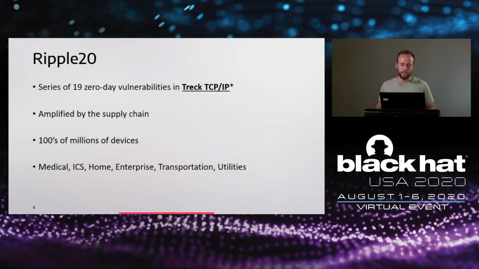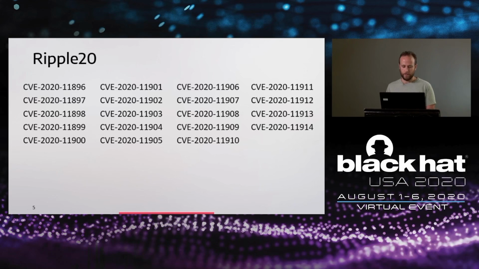Ripple20 is a series of 19 zero-day vulnerabilities in a TCP/IP stack called Treck TCP/IP. 19 vulnerabilities, give or take. 2 of these vulnerabilities were actually reported anonymously at the same time as we reported, and actually resulted in 24 patches altogether. So, depends how you count. These vulnerabilities were amplified by the supply chain, something that we'll be talking about and showing, to affect hundreds of millions of devices across a wide range of verticals, pretty much any type of IoT device you can think about.